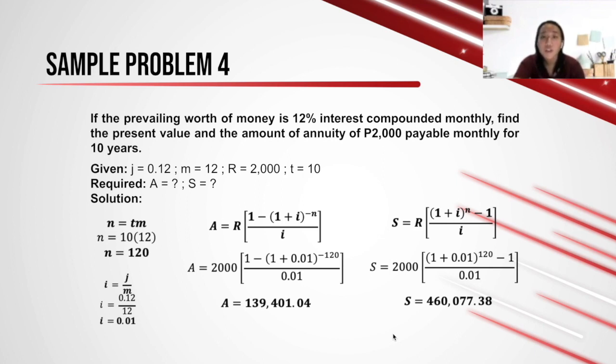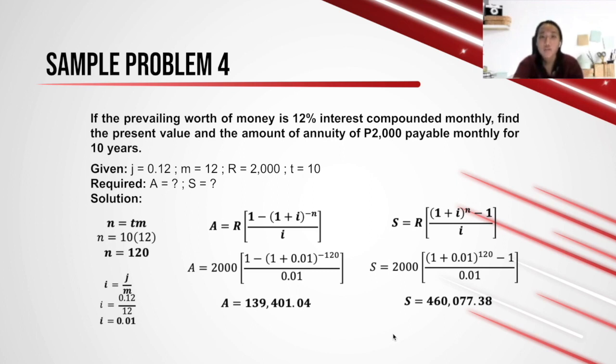So if the prevailing worth of money is 12% interest compounded monthly, find the present value and the amount of an annuity of 2,000 pesos payable monthly for 10 years. Following the template I've mentioned earlier, we first identify the variables provided in the problem. Usually when the problem is silent, like it doesn't state when the payments are made, we assume that it is an ordinary annuity. Given our nominal rate j is equal to 0.12, frequency of conversion which is monthly, so m is equal to 12, periodic payment R is equal to 2,000, and the term of the loan t is equal to 10. We are required to solve for the present value A and future value S.